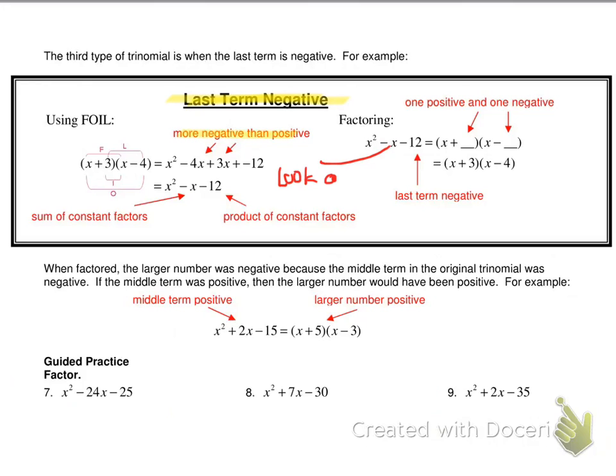So you look at your middle term. In this example, x squared minus x minus 12, it's a negative middle term. So my largest factor, and we've already determined that the factors of this one are going to be 3 and 4. When I set this up, because my middle term is negative, I need to make sure that when I write in my parentheses x plus 3 and x minus 4, the 4 is in front with the negative. That will create this negative x.